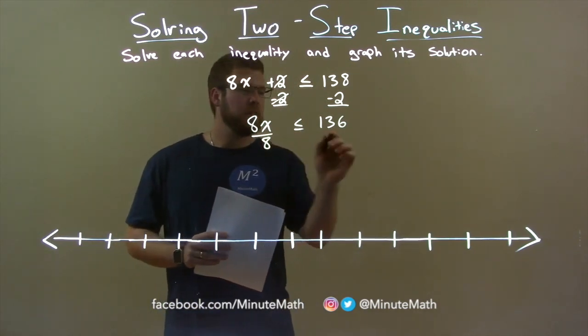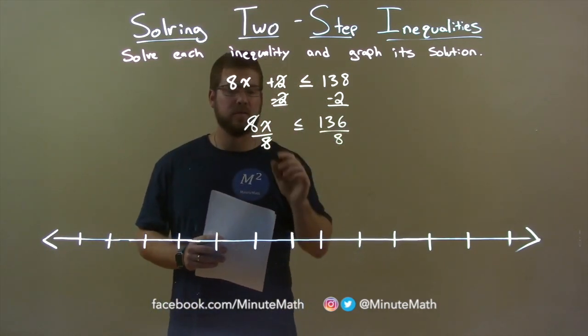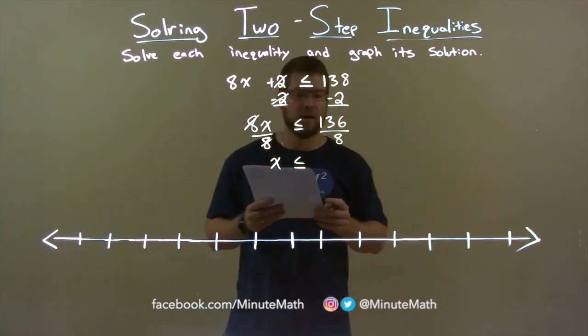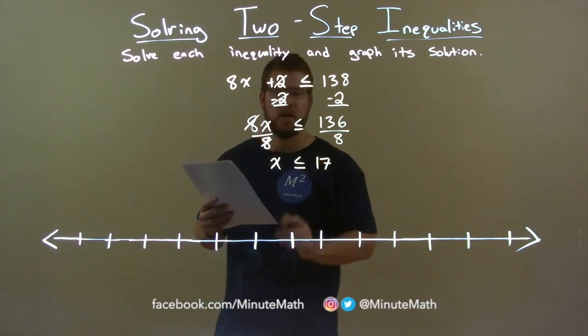Divide both sides by 8. x is now by itself. x is less than or equal to 136 divided by 8, which comes out to be 17. So now let's graph it.